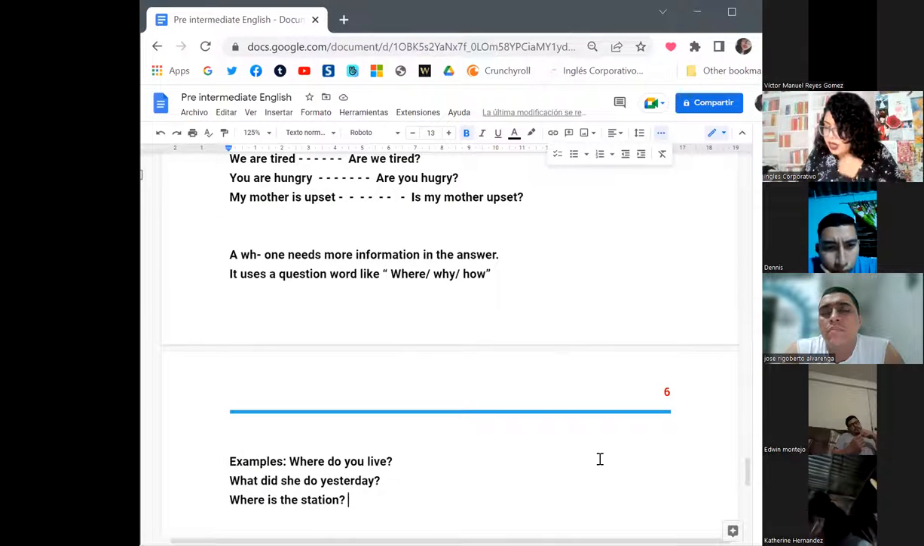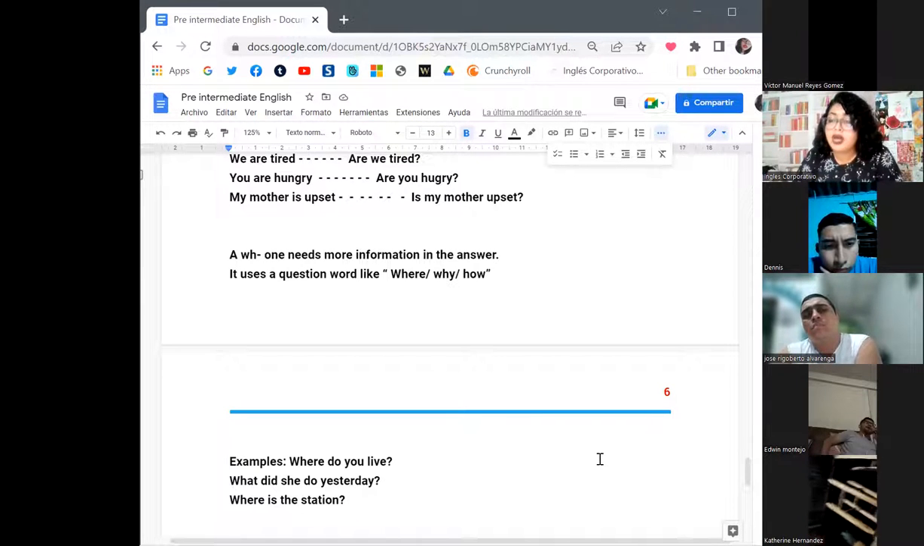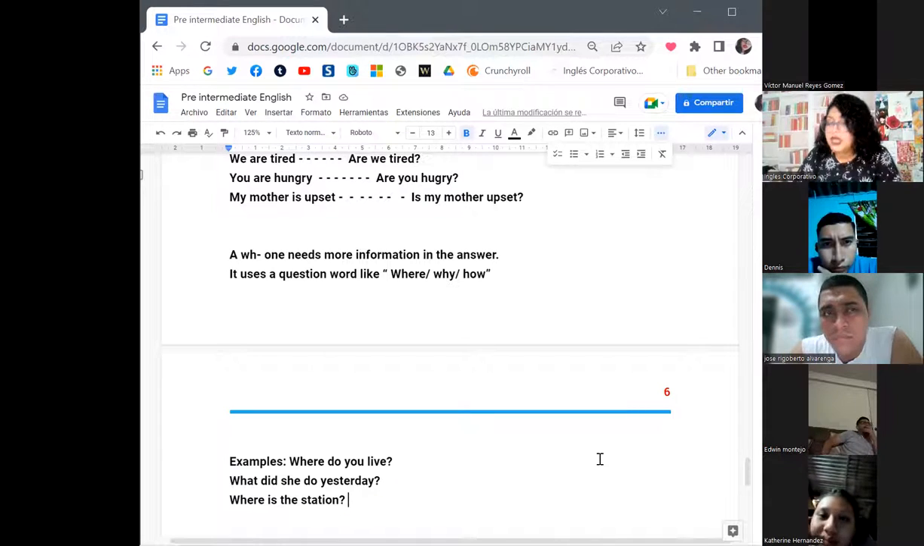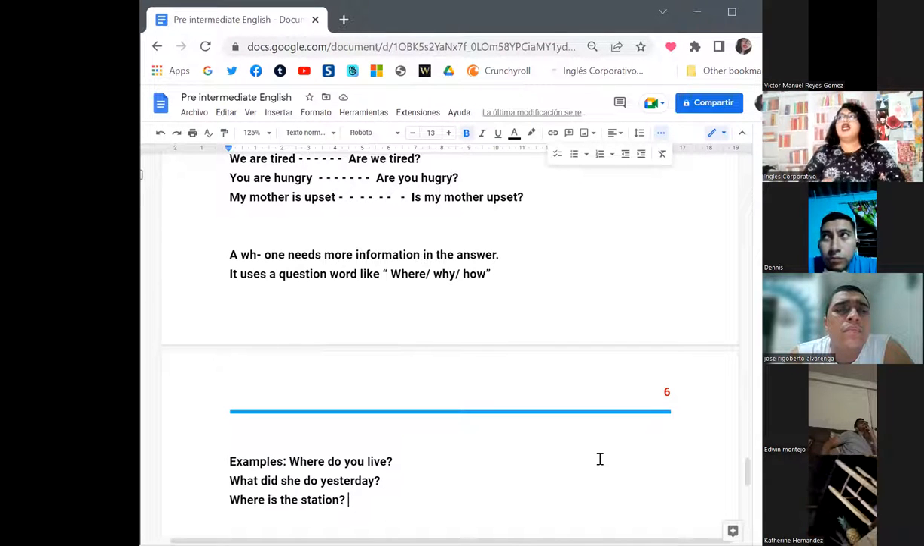So, now we are going to see some WH words. And it says that question words are used to gather specific information. And we have a table in which we are going to see the English word, the meaning, and an example. So in this case, with the WH questions, we need to have more information about a specific situation.